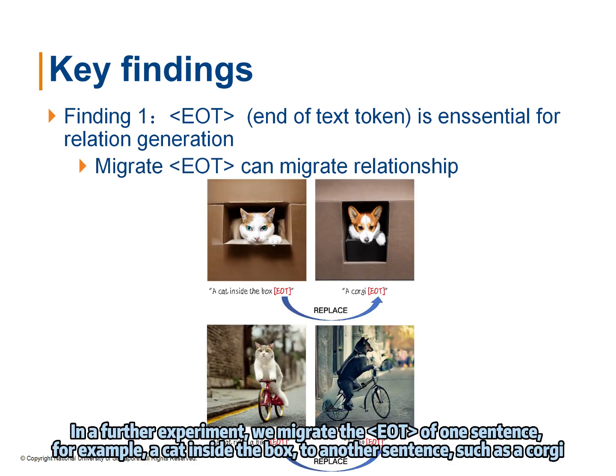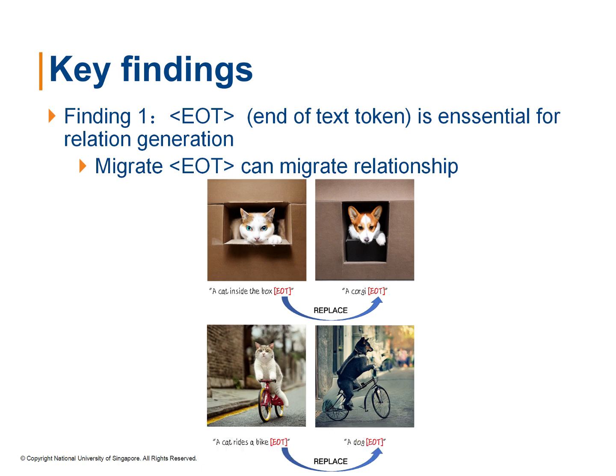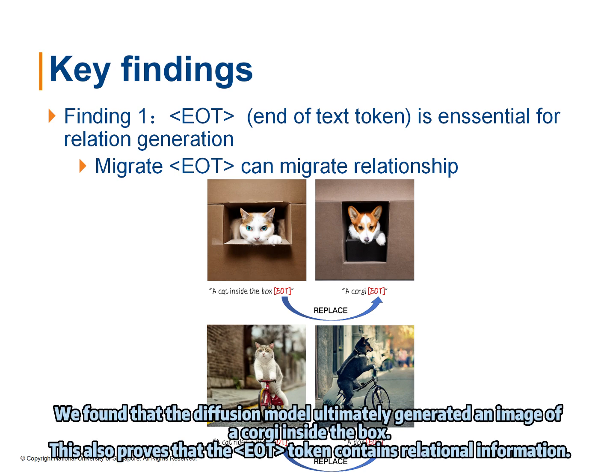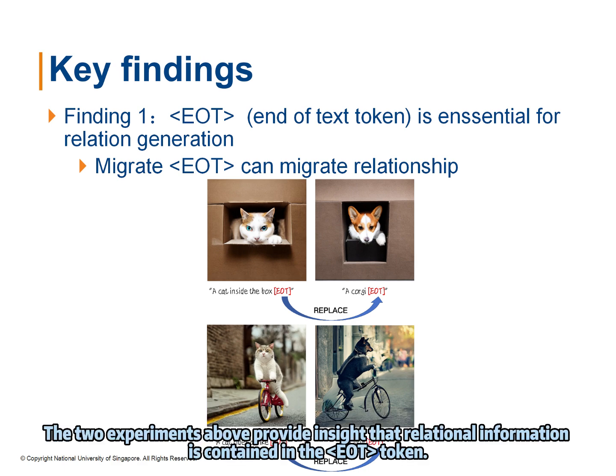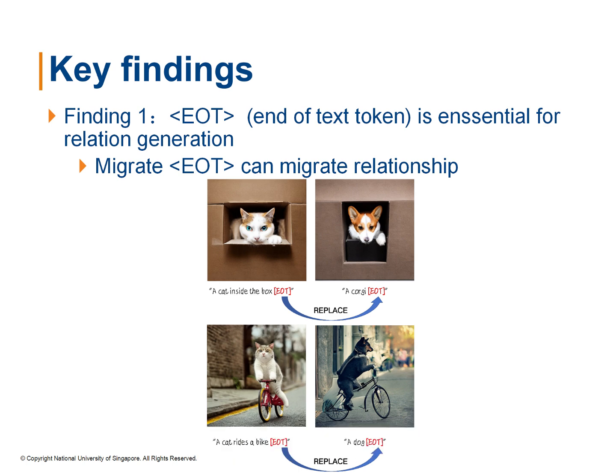In a further experiment, we migrate the EOT of one sentence, for example, "a cat inside the box", to another sentence, such as "a corgi". We found that the diffusion model ultimately generated an image of a corgi inside the box. This also proves that the EOT token contains relational information. The two experiments above provide insight that relational information is contained in the EOT token.